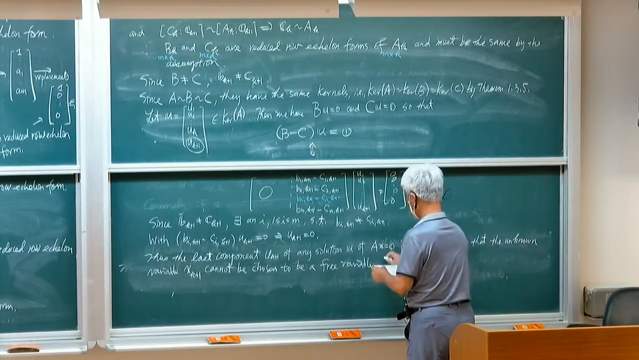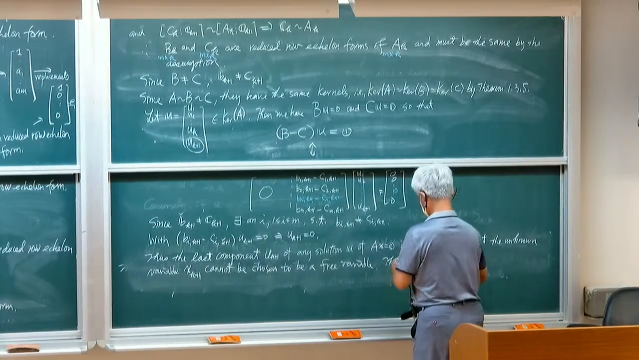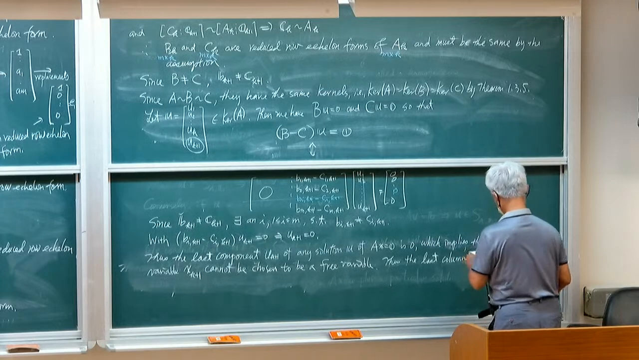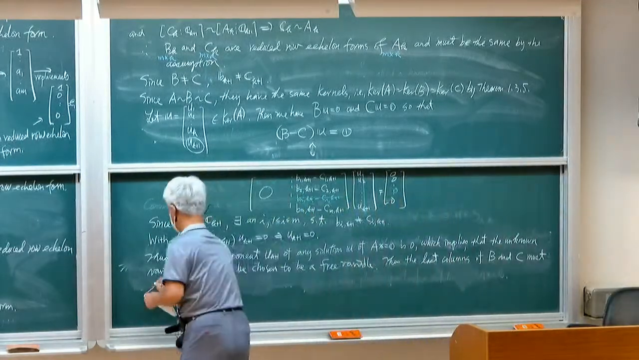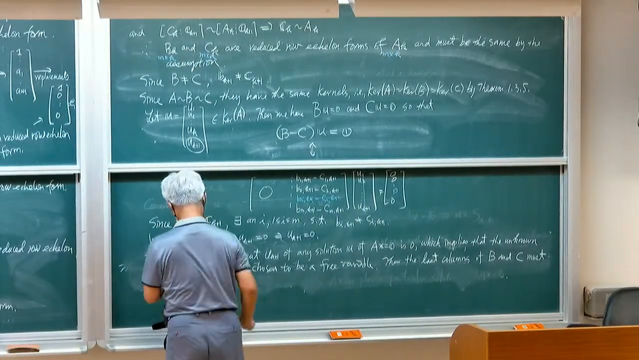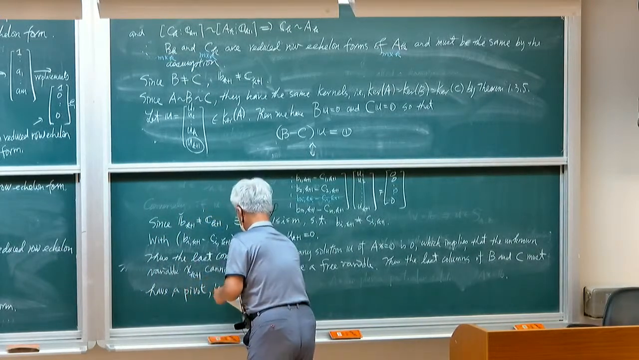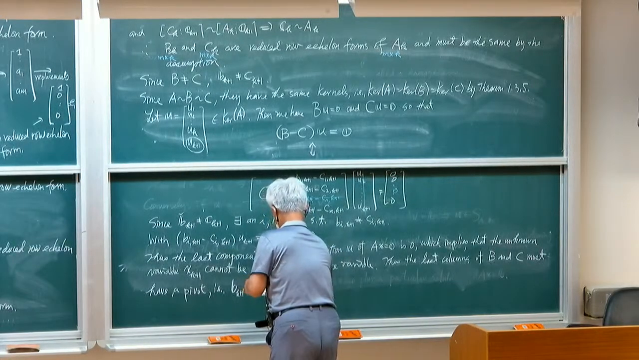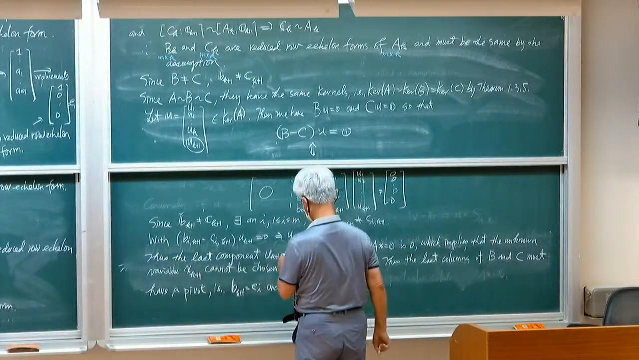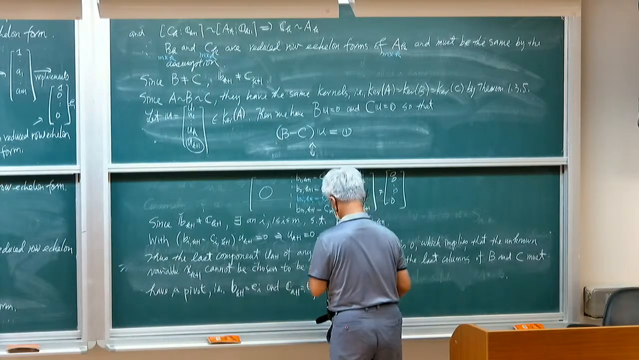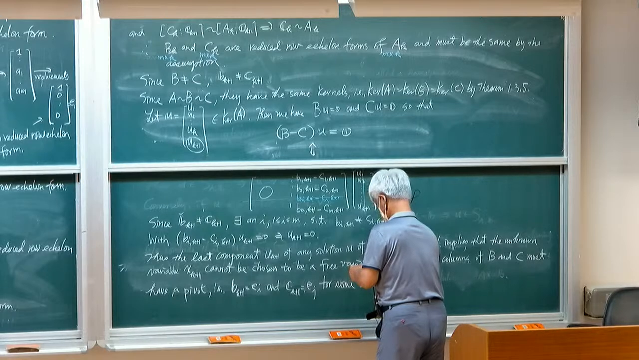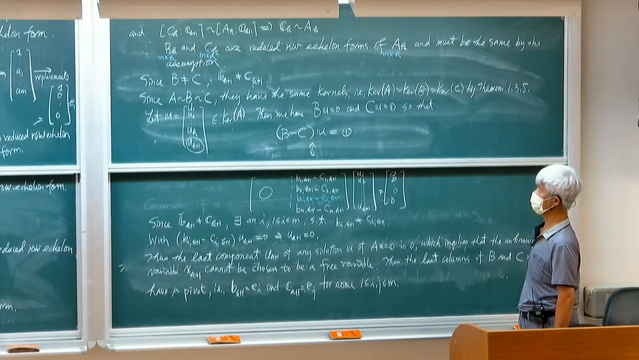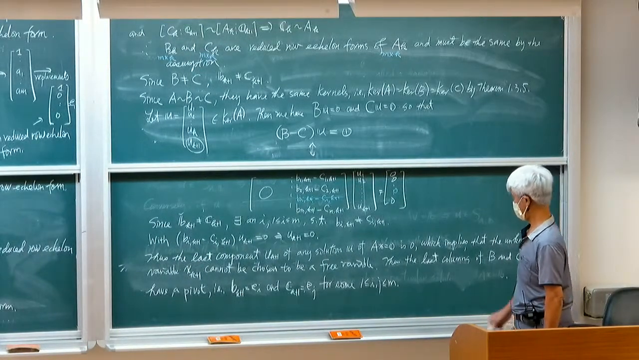Okay? So this implies that the last column of B and C must have a pivot, i.e. the (k+1)th column of B is equal to e_i and the (k+1)th column of C is equal to e_j for some i and j. Okay? Any questions?